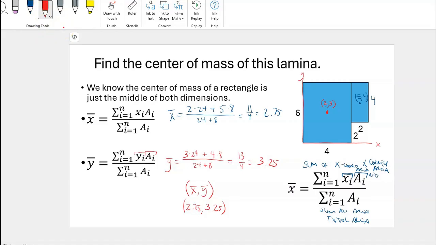So if this whole thing is 4, half of it would be 2, 2.75 would be somewhere about here. And I would need to go up 3.25. So here's 3.25. So that starred point would be the center of mass. And like we thought of before, it's going to be somewhere in the middle of those 2 points.